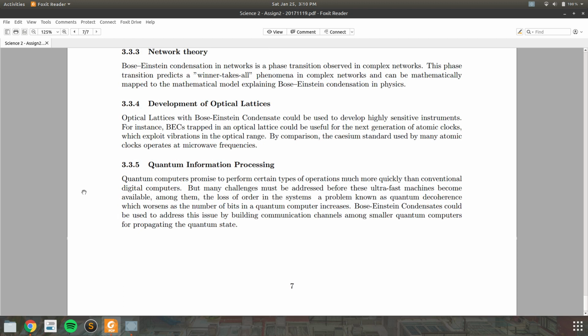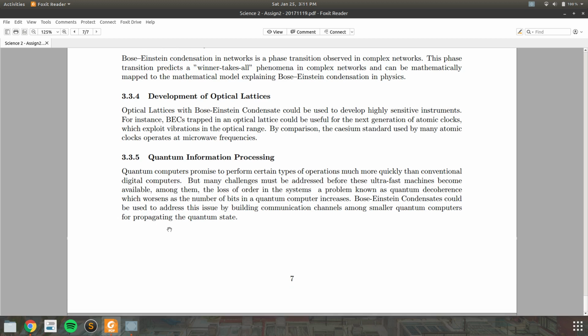Finally, we use it for quantum information processing. Quantum computers promise to perform certain types of operations much more quickly than conventional digital computers. But many challenges must be addressed before these ultra-fast machines become available. Among them is the loss of order in the systems, a problem known as quantum decoherence, which worsens as the number of bits in a quantum computer increases. Bose-Einstein condensates could be used to address this issue by building communication channels among smaller quantum computers for propagating the quantum state.